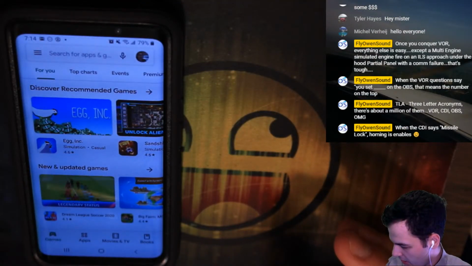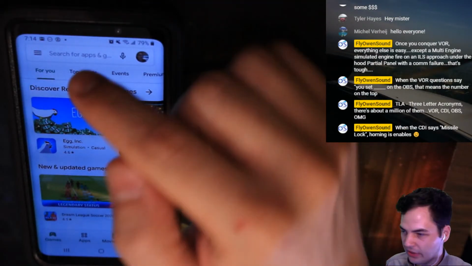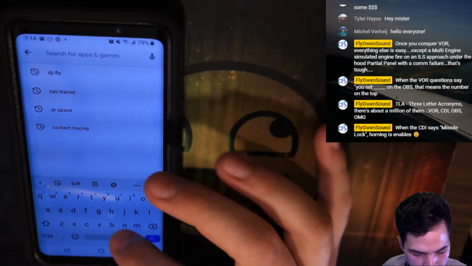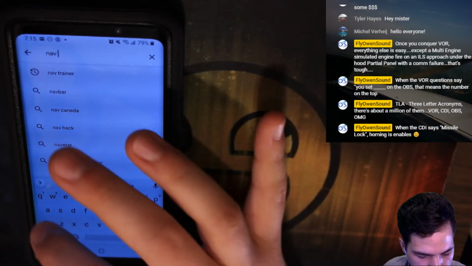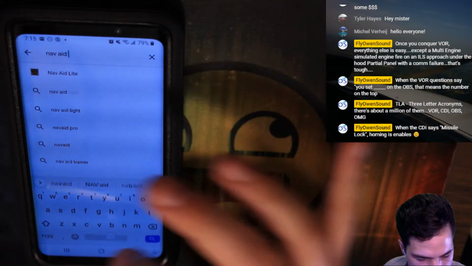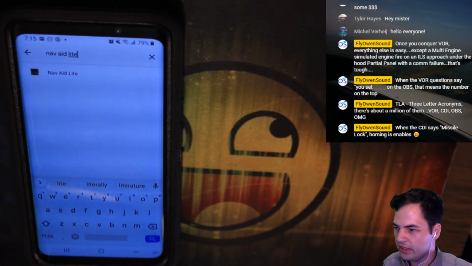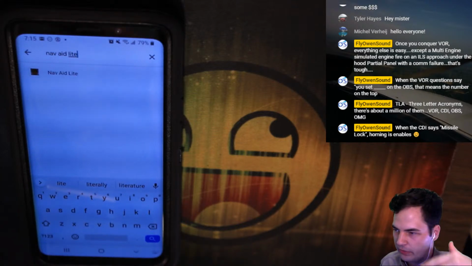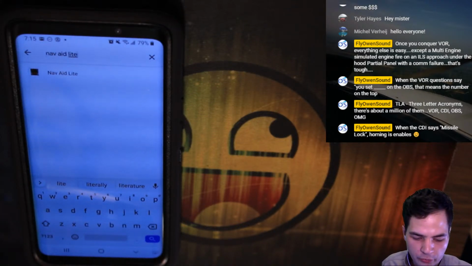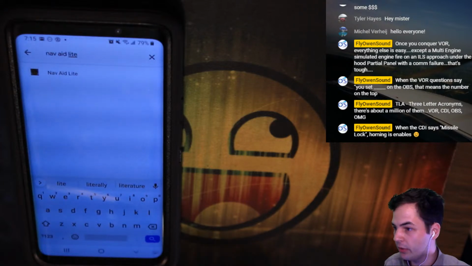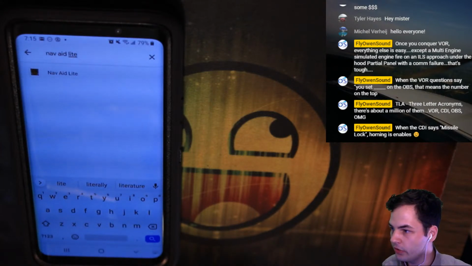Okay, so I've got my phone on the App Store, and I'm going to search for Nav Aid Lite. If you don't have your device handy, that's okay. You can still follow along. I'll have lots of stuff on the screen, but write the name of that app down, because it'll be really handy for you to come in and practice these different scenarios later.